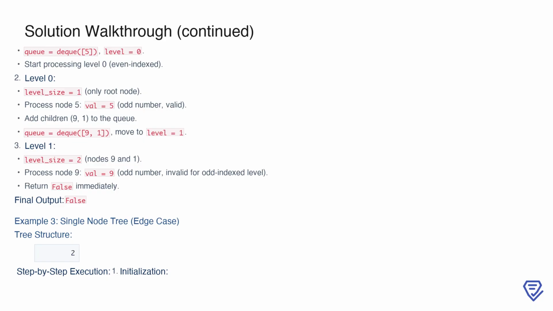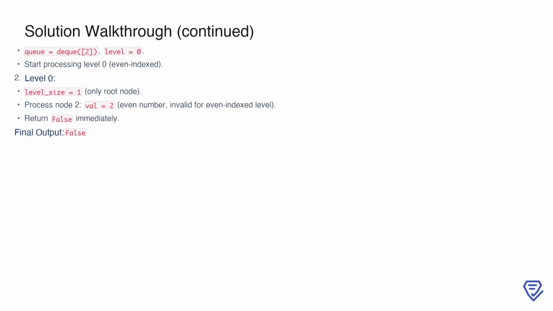At level 1, the queue contains 2 nodes, 9 and 1. When processing the first node, 9, we notice it is odd, which violates the condition for an odd-indexed level. At odd-indexed levels, all nodes must have even values. Because this violation occurs, we immediately stop further processing and return false as the output for this tree.